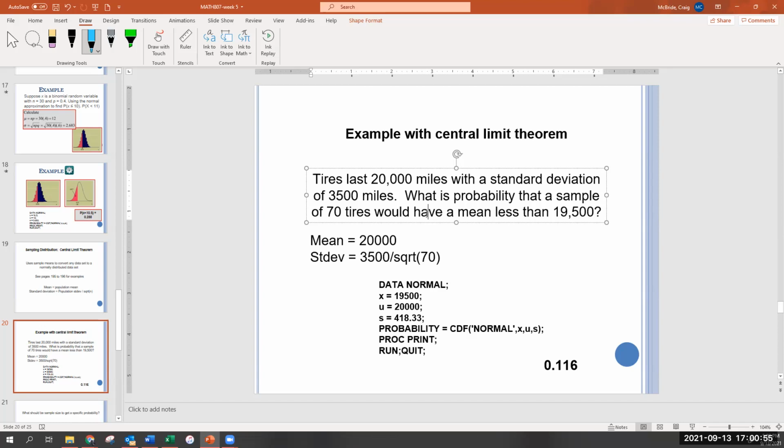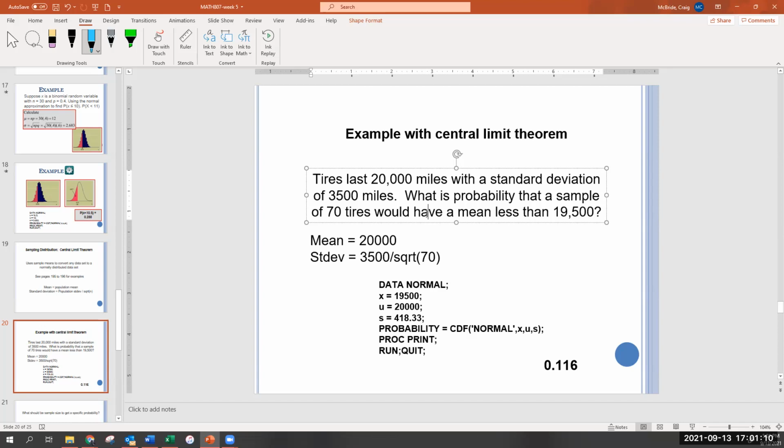Well, what if you don't want to pick 1? What if you want to pick 5? What if you want to pick 20? What if you want to pick 70? Well, the central limit theorem tells you that this normal curve will still work perfectly fine. The only thing you have to do is adjust the standard deviation.